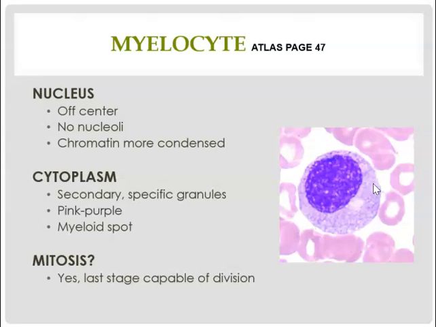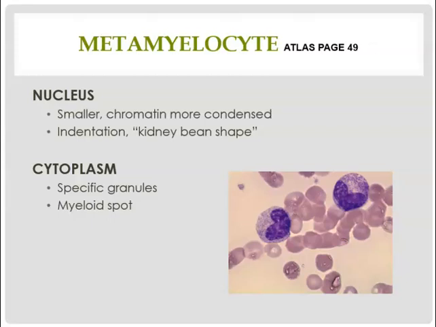The cytoplasm can have a pinkish purplish color, and you have the myeloid spot. The myeloid spot shows up in the stage where it decides what it's going to be, but it has been visible throughout because this is the Golgi, and again, like I said before, it doesn't stain very well. As far as division of the cell, yes, this is the last stage in which the cell can still divide. The metamyelocyte is next.